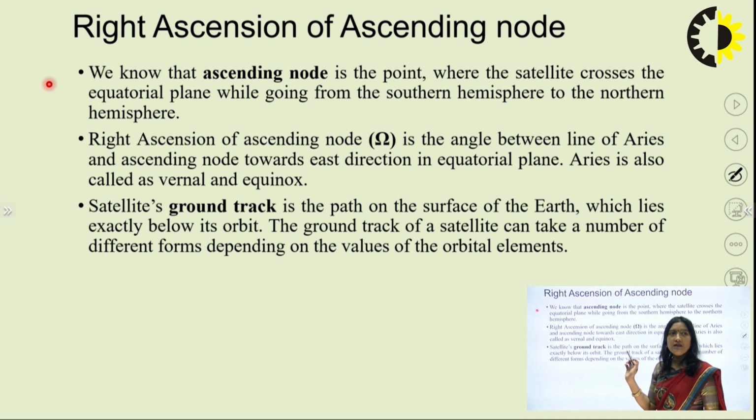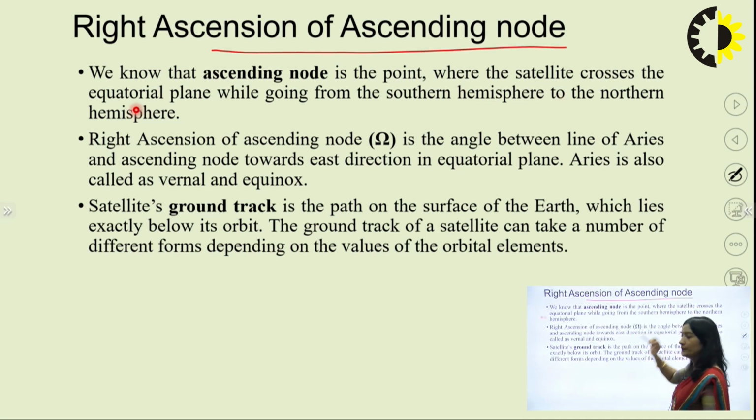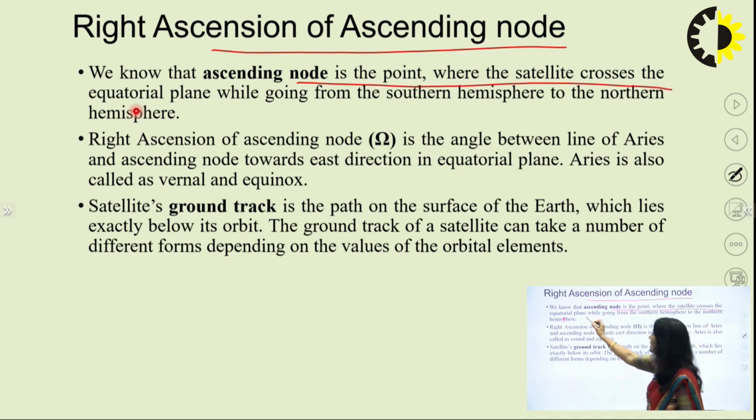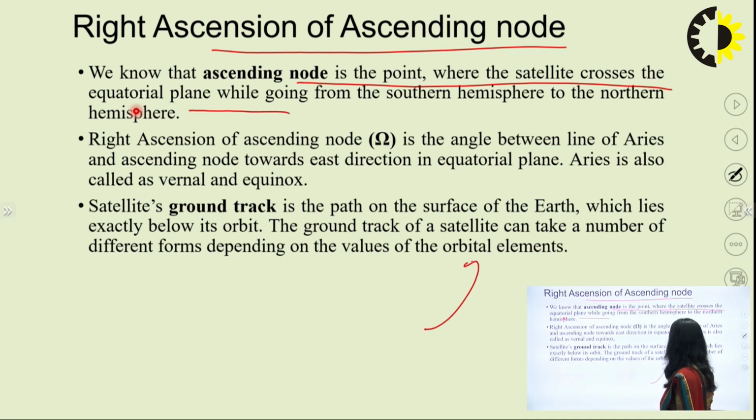This is the last orbital element, which is right ascension of ascending node, okay? So, we all know the ascending node. We all know what is ascending node, what is descending node. What we know, the ascending node is the point where the satellite crosses the equatorial plane while going from the southern hemisphere to the northern hemisphere. What is southern hemisphere and northern hemisphere?